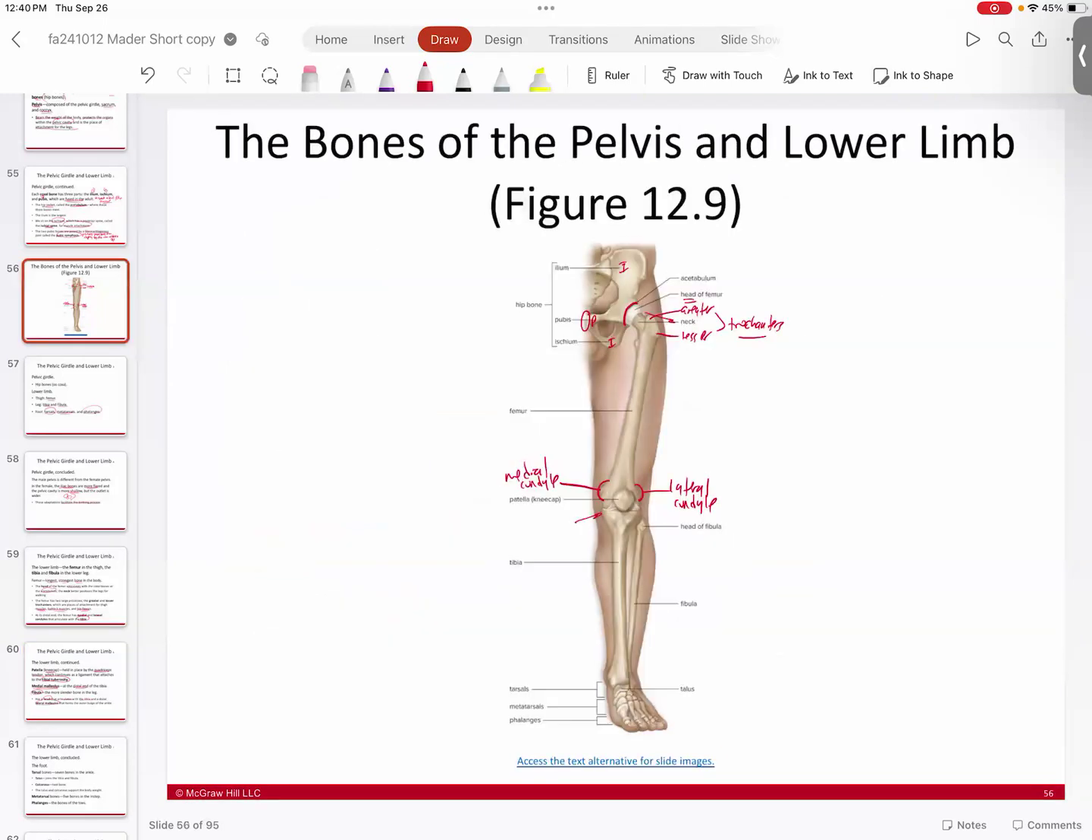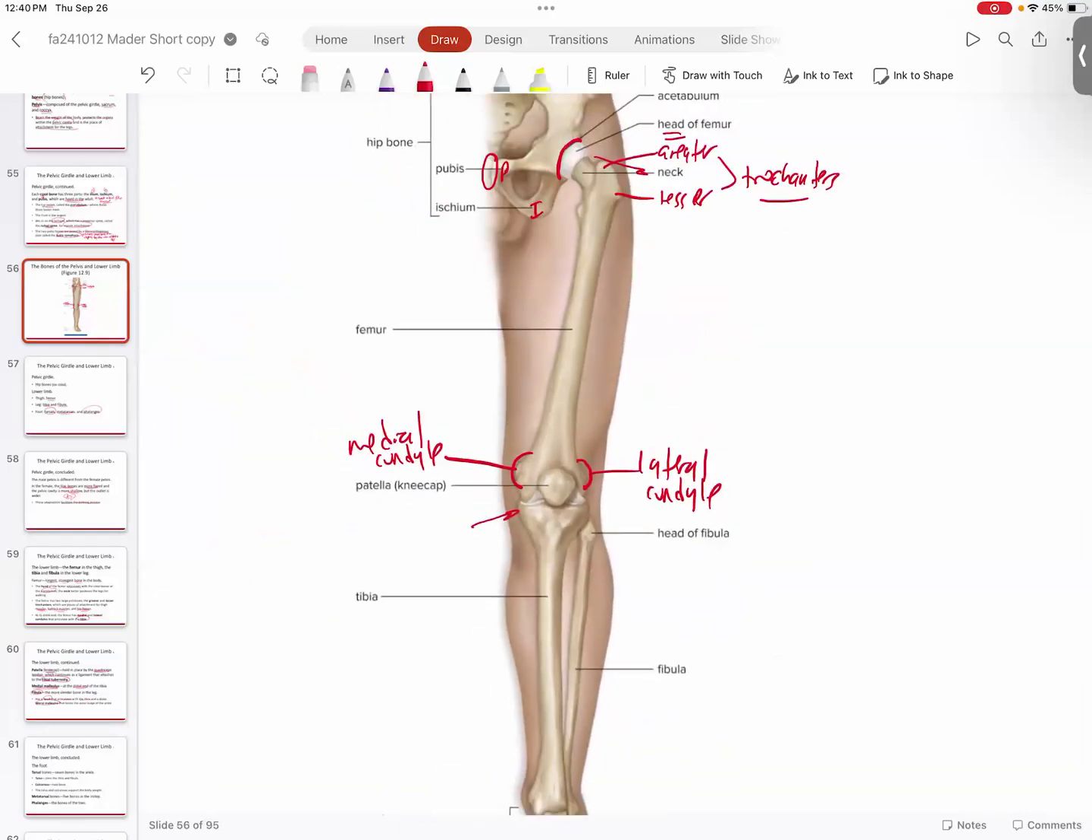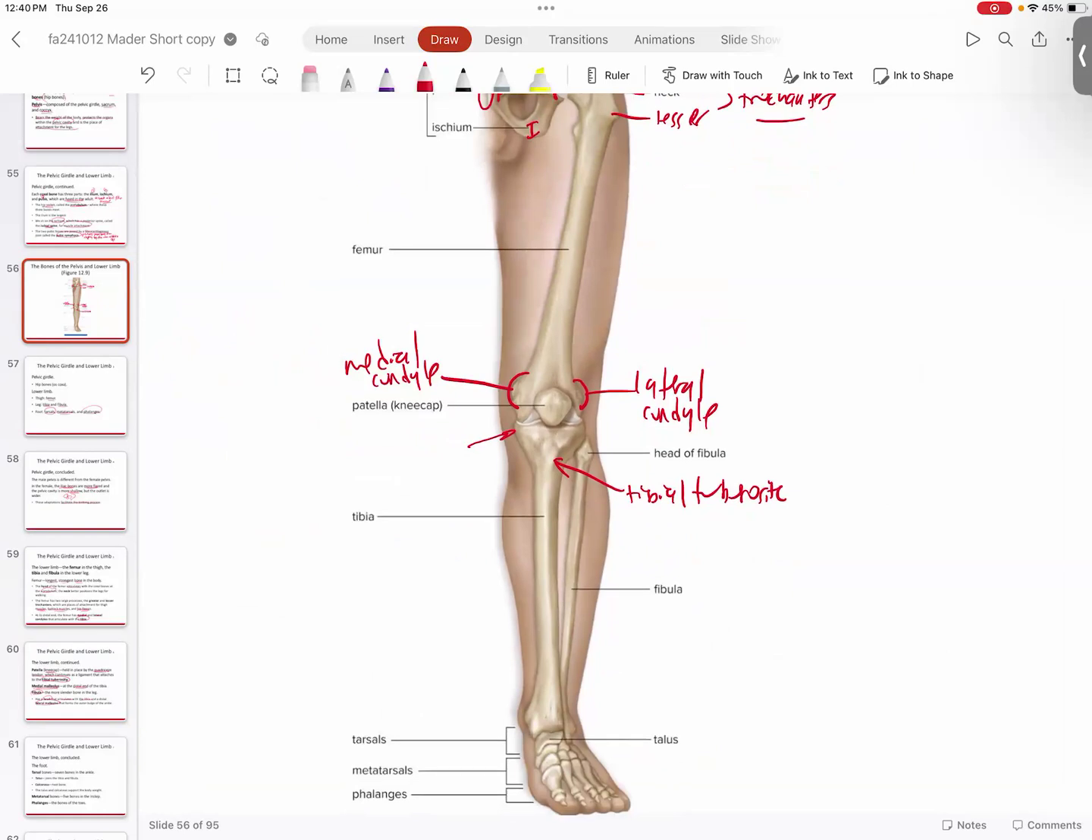This is what it looks like. So here basically is your tibial tuberosity, that little ridge right there. Then as you go down, this guy right here is going to be your medial malleolus. That's the inside of your ankle. And this little piece right here is going to be your lateral malleolus of your fibula.